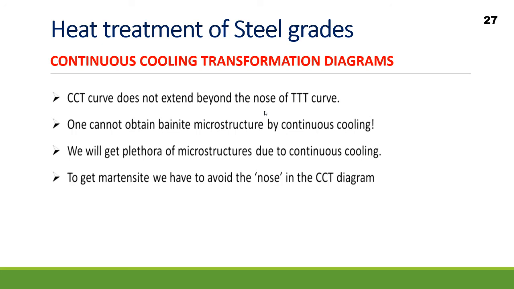CCT diagram. As I already told you, you have to cool it continuously, but we have to avoid the nose of the CCT diagram, and then you can get martensite. So with this we have covered a very important technological aspect of material science and engineering, and going forward, in the next video lecture we will learn about the mechanical properties as well as the heat treatment of the different steel grades. Thank you so much.